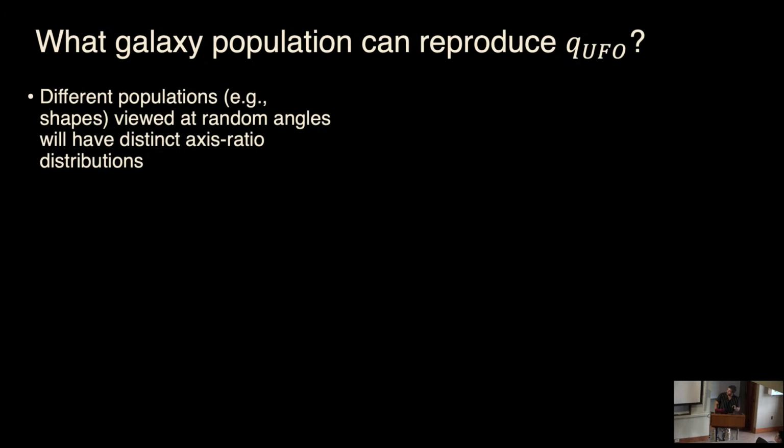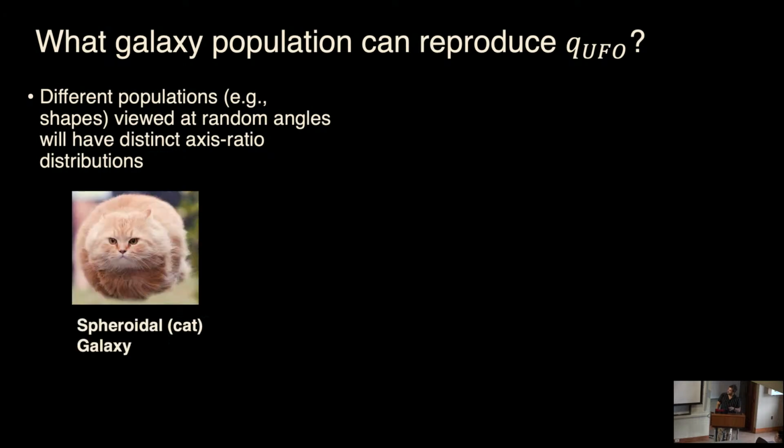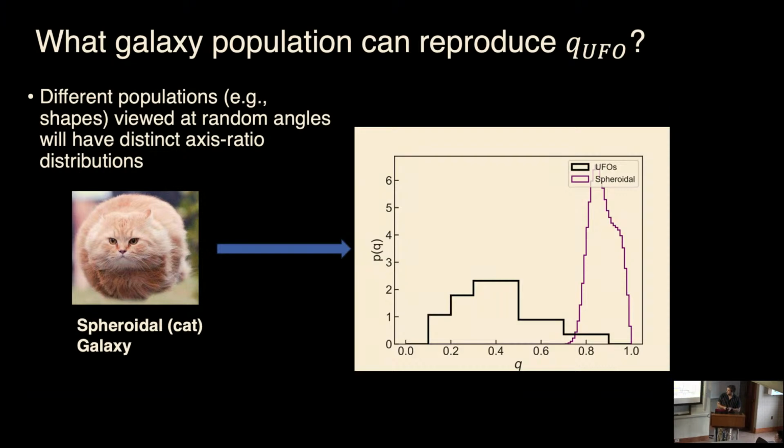So taking a step back, I'm going to go through a few examples. Different populations give different axis ratio distributions. So you have some kind of spheroidal cat or galaxy. It's going to have its unique axis ratio distribution. No matter how you look at it, it's going to be pretty circular, around an axis ratio of 1. Compared to the observed distribution, this is not what we see at all.